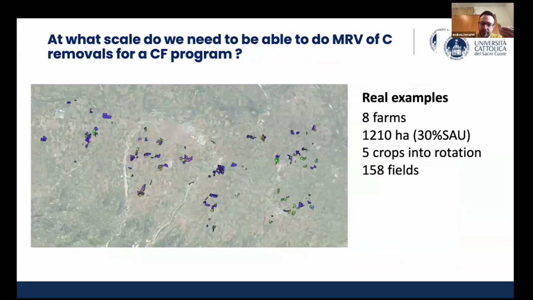Because that's the reality. At what scale do we need to be able to do monitoring, reporting, verification of carbon removal for a real carbon farming program? That's, for example, a carbon farming program that was thought up within the Living Lab, and probably next year they will start really adopting it, trying to be certified under the CRCF for the carbon removal on these farms. 8 farms where they just use 30% of their agricultural land. It means more than 1,000 hectares with 5 crops in rotation and more than 100 fields to be monitored. And for each field, you need some data input.